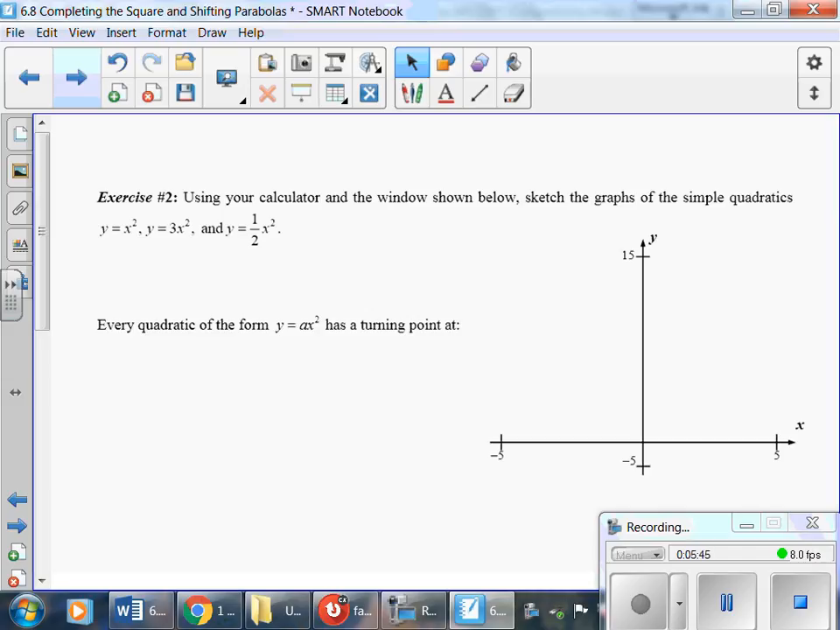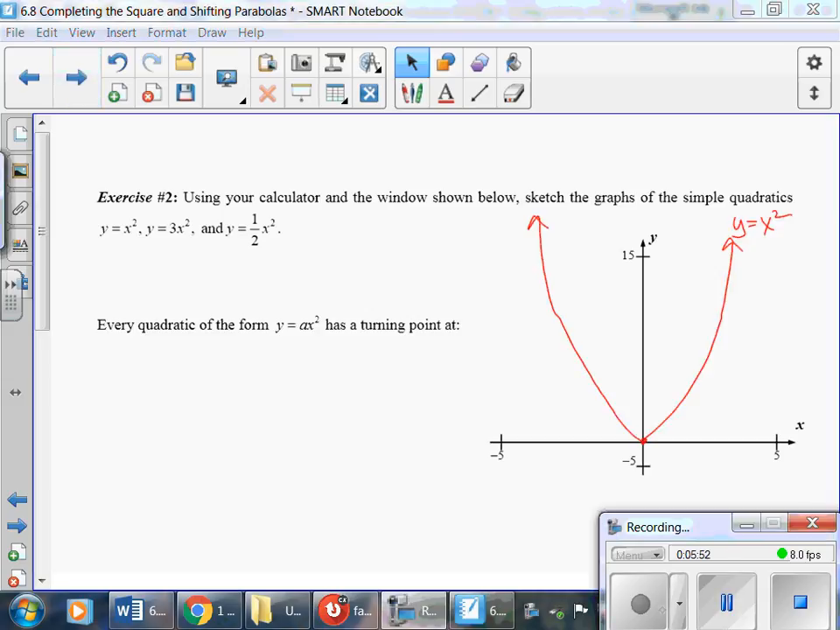So the first one I'll do is y equals x squared. I'll do that one in red. So it would look something like that. Then we're going to do, in black, y equals 3x squared.